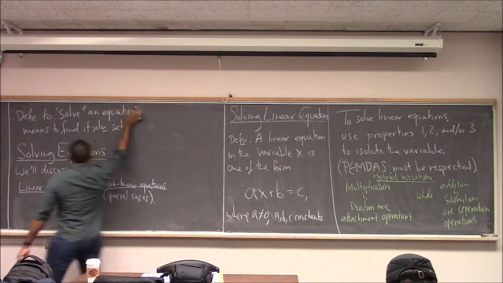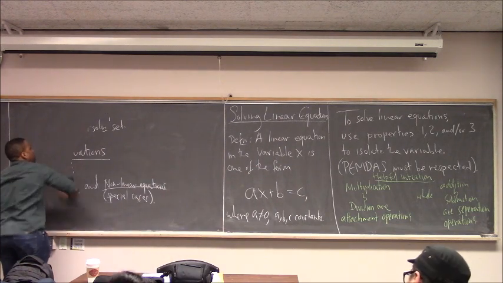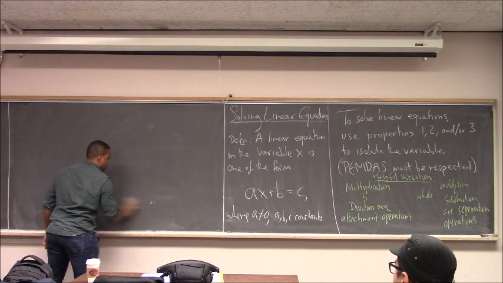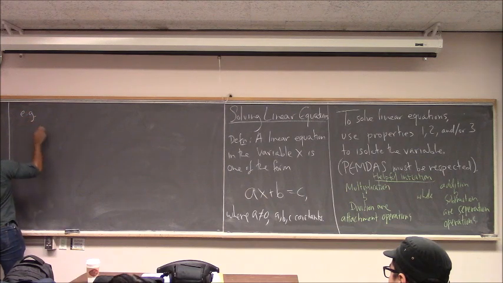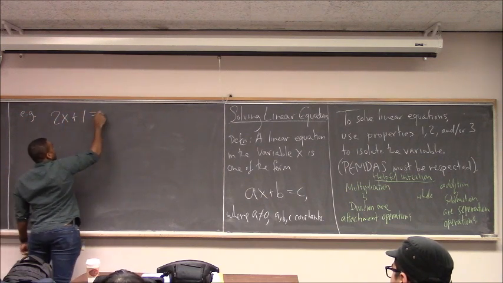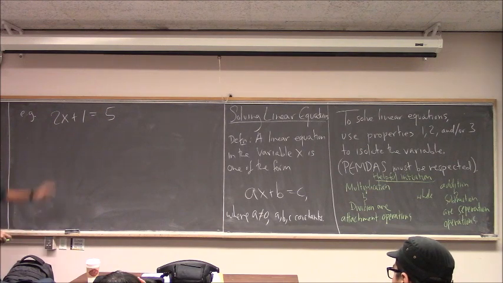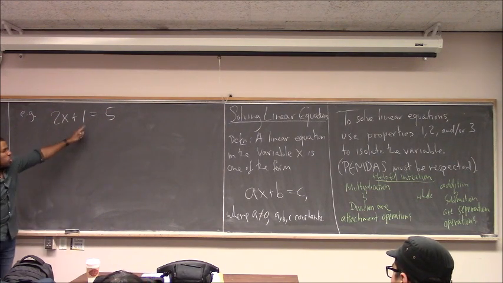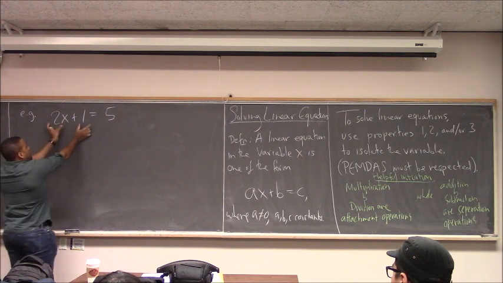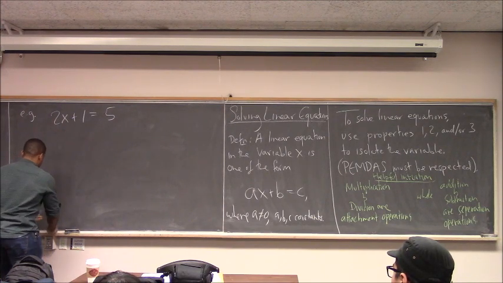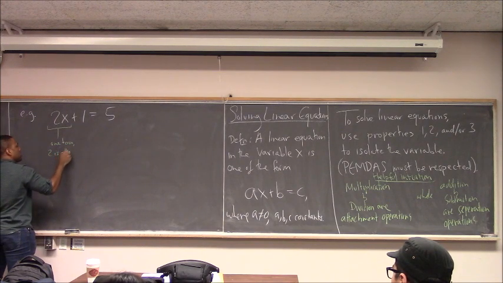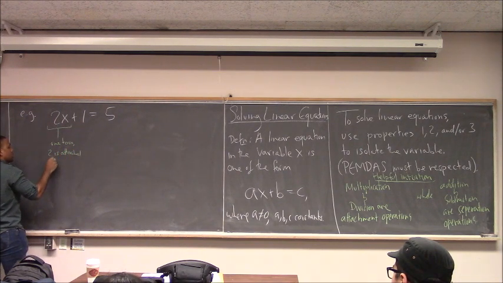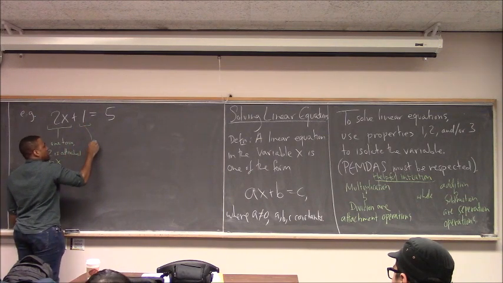So in other words, if I see something like this, 2x plus 1 equals 5, then I kind of think of the 2 as being attached to the x, while the 1 as being separated from the x. I will think of these as two separate terms. Right? So I think of this here as one term, where 2 is attached to x, and this is a separate term.